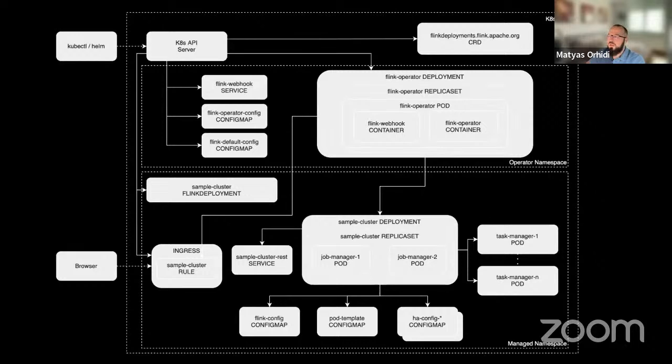And the operator is often deployed in a dedicated system namespace and controls one or more managed namespaces, where the Flink deployments are actually being submitted by the users using kubectl. And everything else on the lower part of the screen in the managed namespace is created dynamically by the operator during the life cycle of Flink applications.